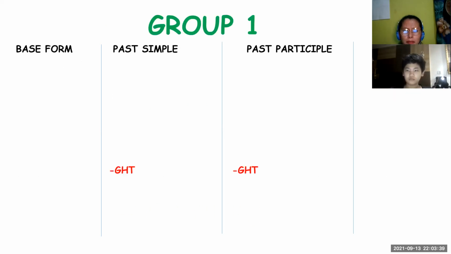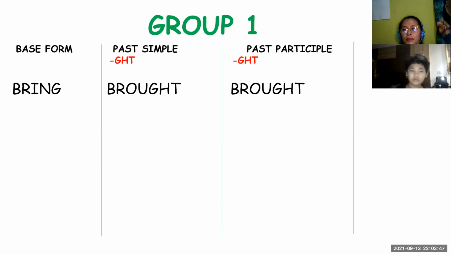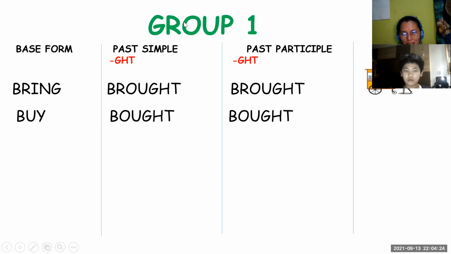What is the simple past of the word bring? Brought. Okay, that is brought. How about buy? What is the simple past of the word buy? B-U-Y. Buy is bought. Okay. Bought. If bring, there is R. If just buy, there is no R, so bought.